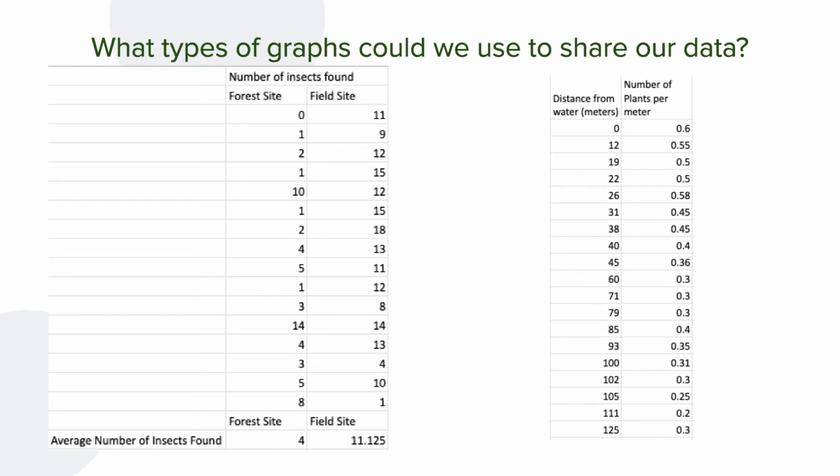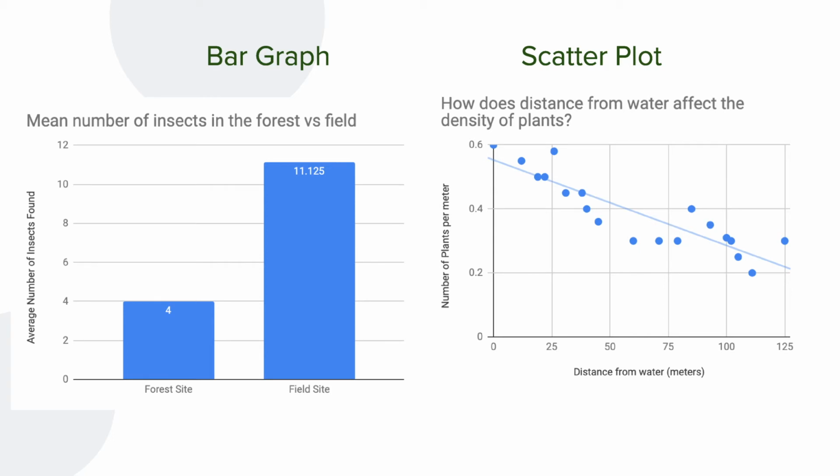The graph on the left is the bar graph, and the graph on the right is the scatter plot. As you can see, the bar graph shows the mean or average number of insects in a forested area versus in a field area. It's really easy to see that the field site had more insects than the forested site. On the right, we can see a scatter plot. As we can see, there were more plants near the water at 0 meters and fewer plants further from the water up to 125 meters.